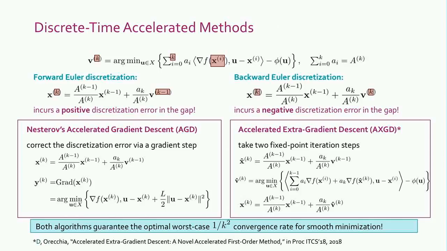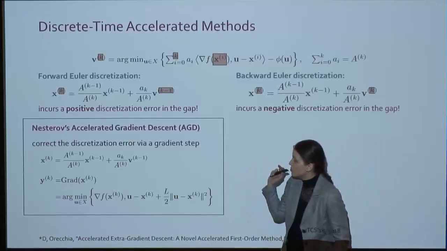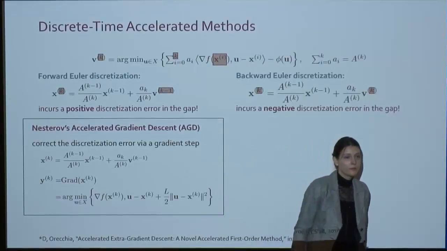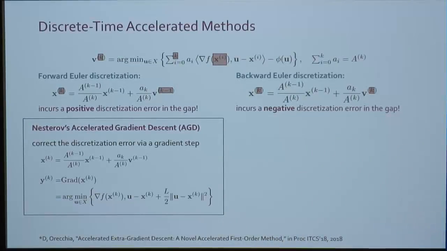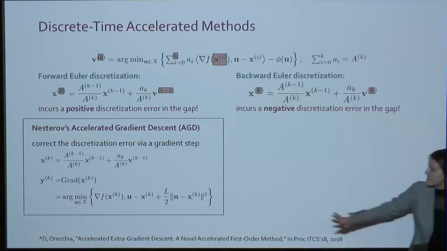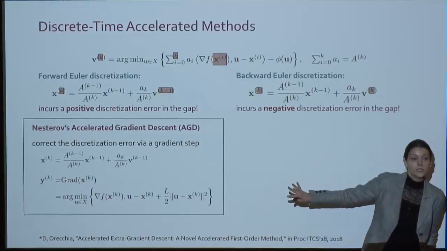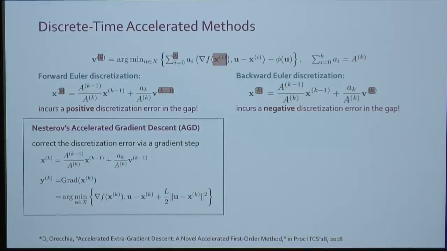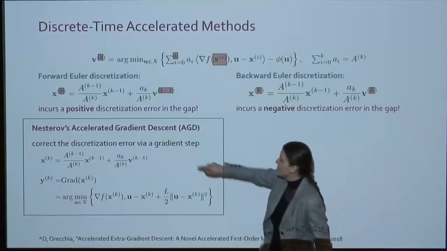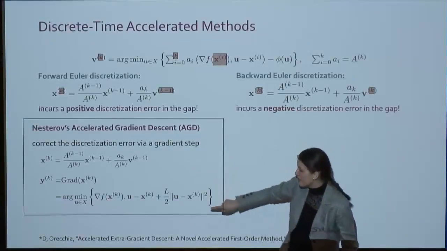For forward Euler, in fact, you can interpret Nesterov's accelerated method as doing the following: do one forward Euler step, and then do a gradient step. Now, what the gradient step does, and I'm talking about smooth functions here, is it is guaranteed to reduce the function value. If it reduces the function value, it reduces the upper bound. Therefore, it reduces the gap. So effectively, you incur an error, and then you correct it.